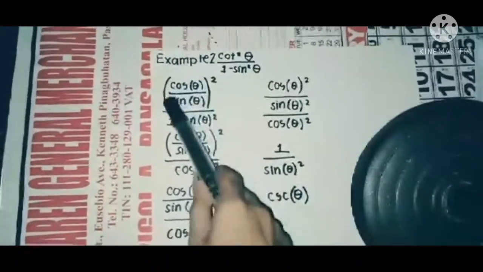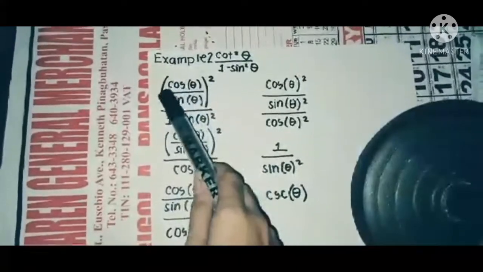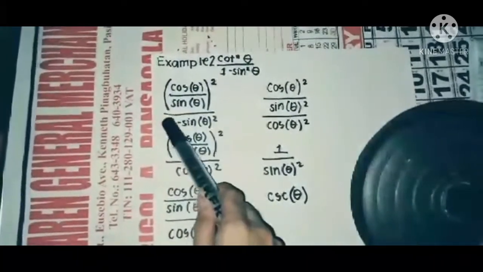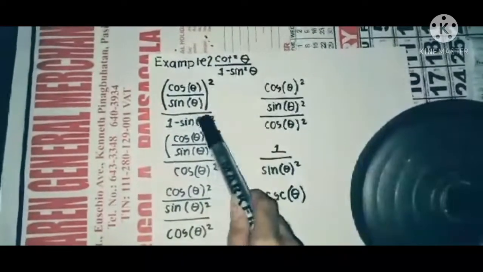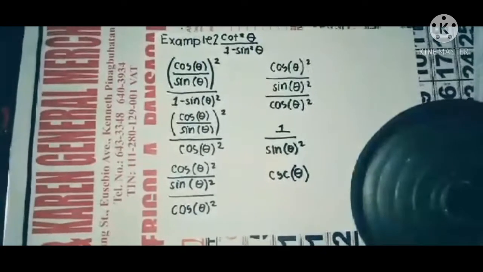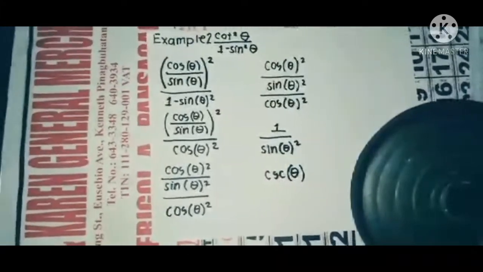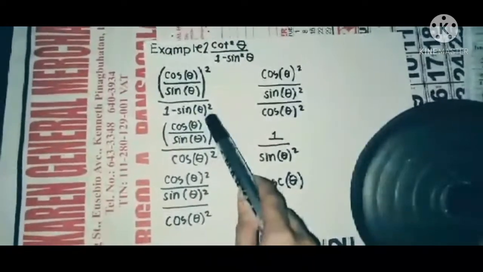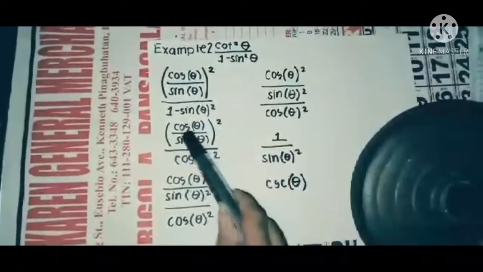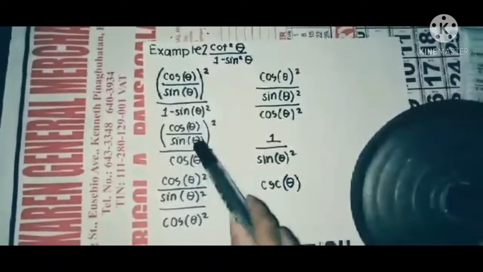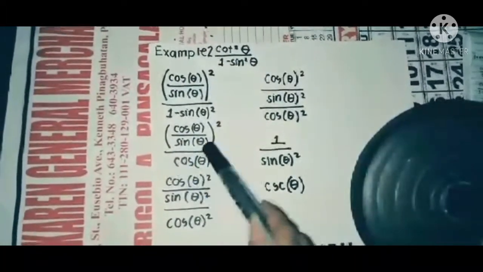To transform the equation, we have cosine theta over sine theta, squared, over 1 minus sine theta squared. The second step is I use the identity to simplify the expression 1 minus sine squared theta. This is the transformed expression: cosine theta over sine theta, squared, over cosine squared theta.